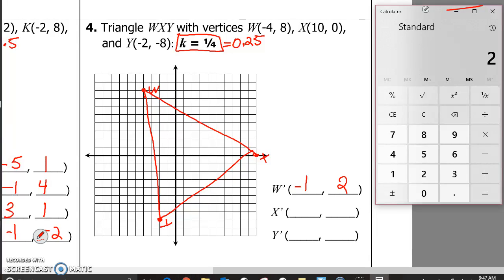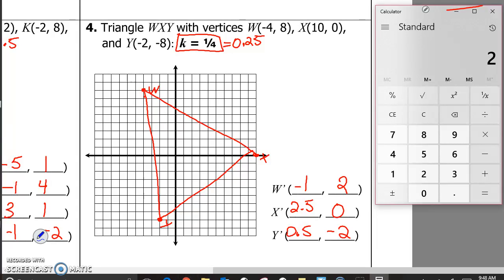So you guys go ahead and multiply the rest of those coordinates by 0.25. So you should have gotten 2.5 for X and 0, and then 0.5 and -2. And it's okay if we get decimals. We can still plot that. We know 0.5 is equivalent to a half.